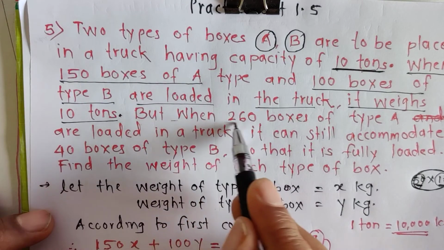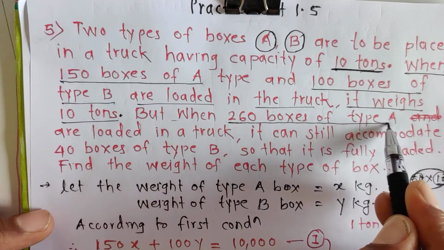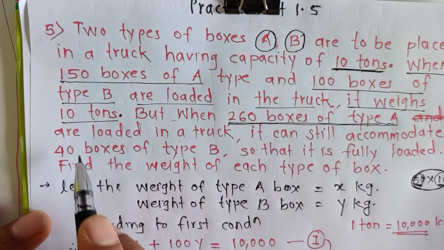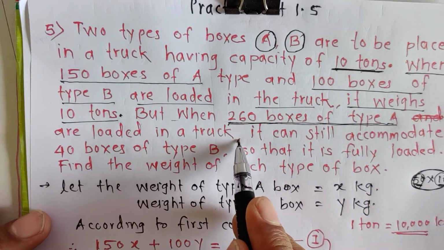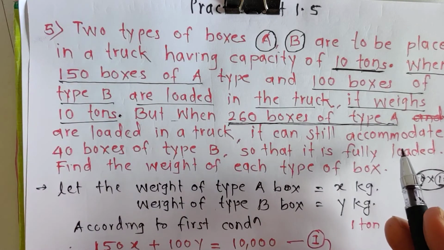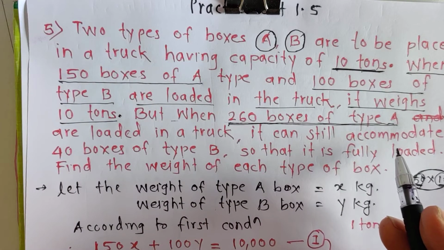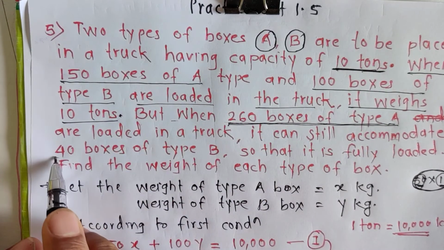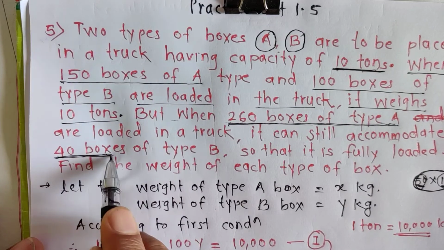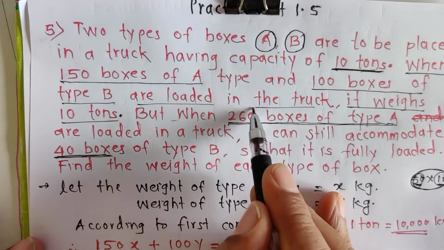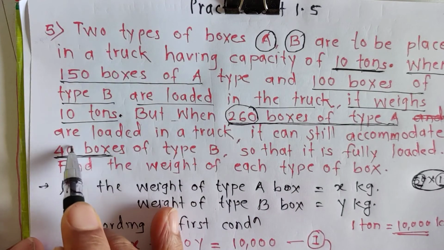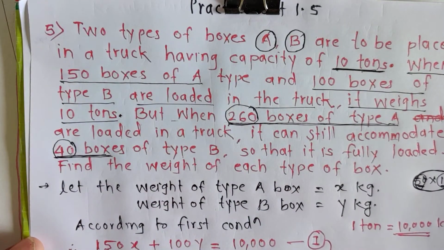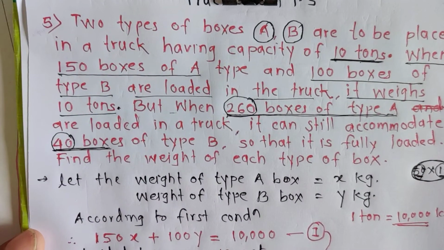When 260 boxes of type A are loaded in the truck, it can still accommodate 40 boxes of type B. So the simple meaning of this is that when 260 boxes of type A and 40 boxes of type B are placed, the truck is fully loaded. Therefore their total weight is 10 ton.